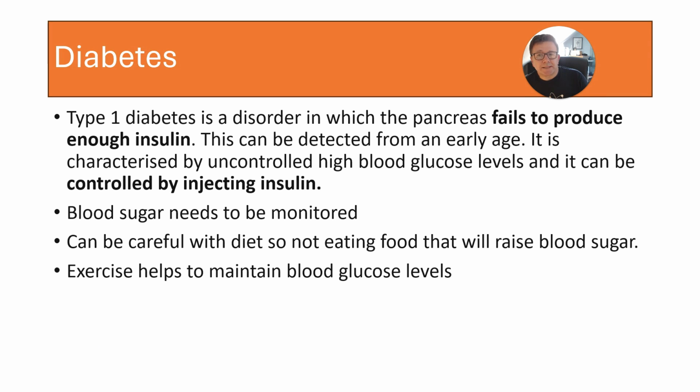Diabetes, very popular again. So type 1, you need to know it's where your pancreas fails to produce insulin. So it's usually early age, controlled by injecting insulin. You need to monitor your blood sugar regularly. You need to look at your food, your diet, so not eating food that raises your blood sugar too much, and exercise as well.